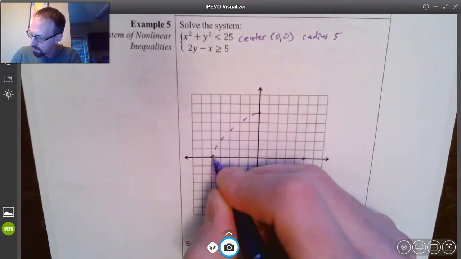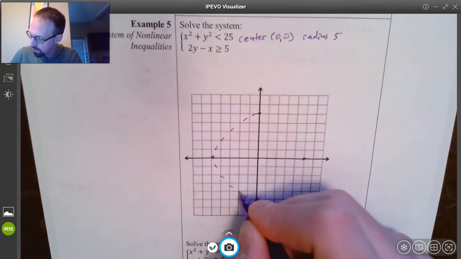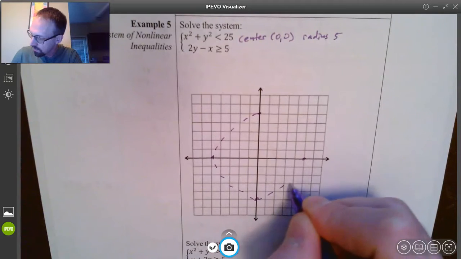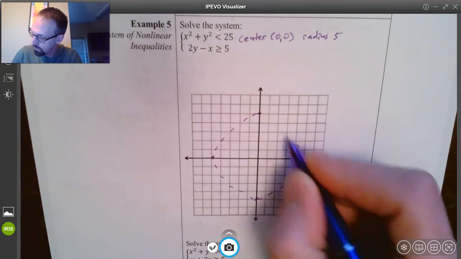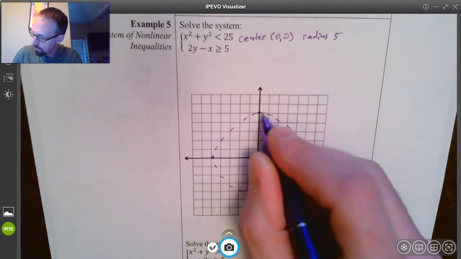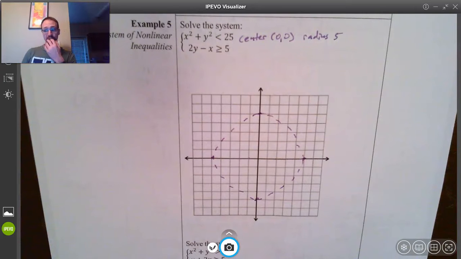And then this part here tells me that I'm going to have a dashed line, because it's not equal to. So when I make my circle, I'm just going to create this dashed line part that goes around. Not my best circle. And then now in terms of shading, this is actually going to be shaded on the inside.